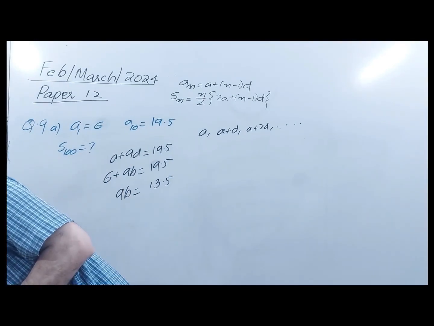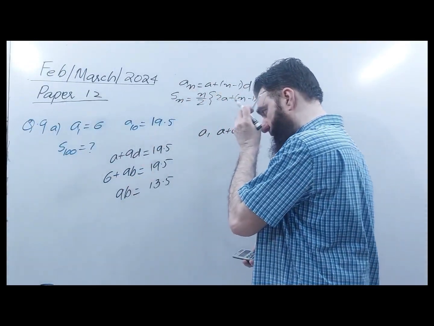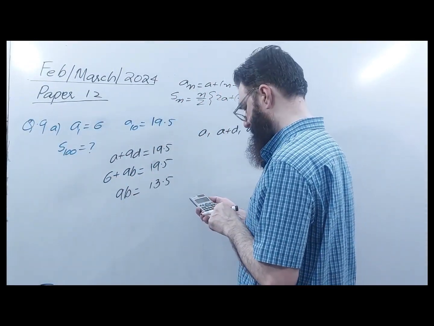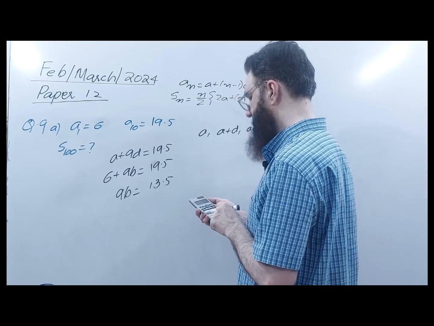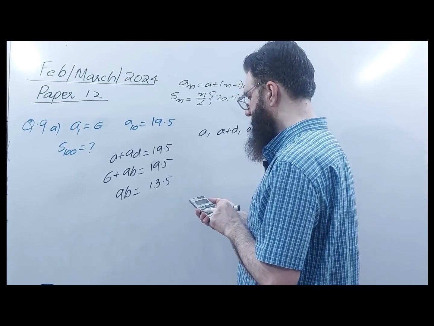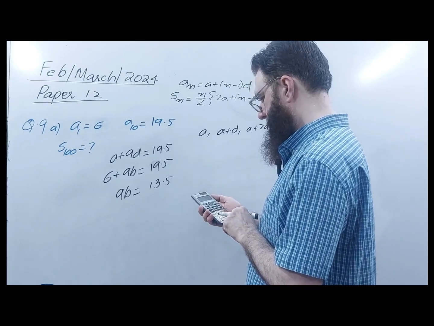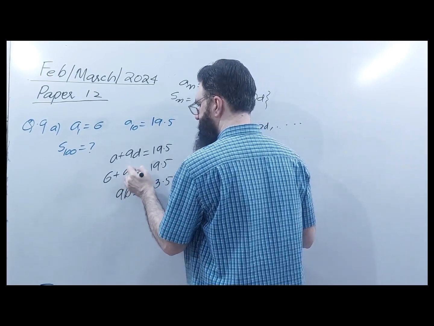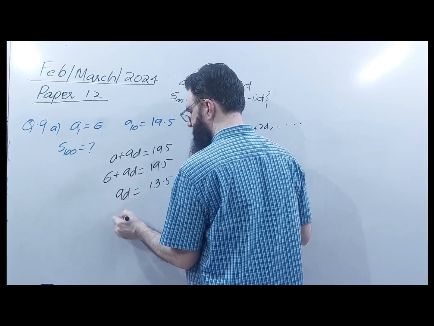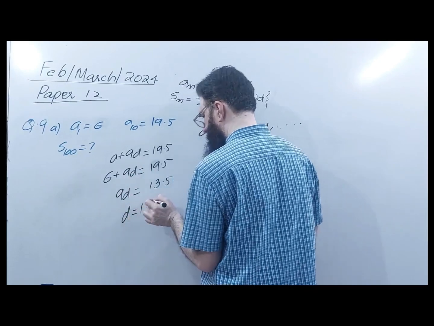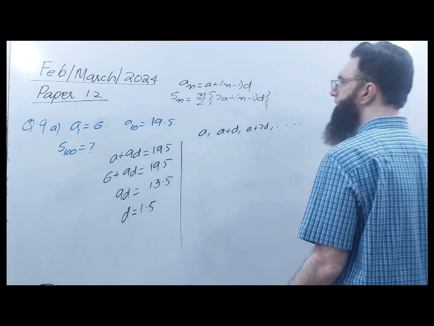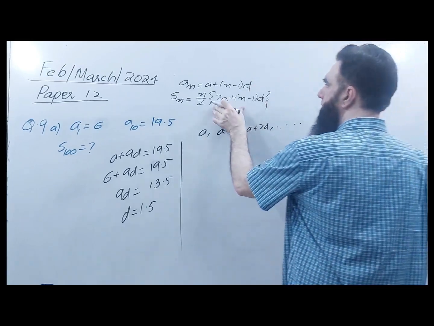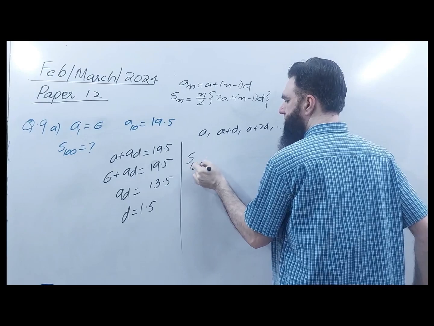And when you divide 13.5 by 9, what you get is 1.5. So d is 1.5. Now once you have d, you have everything in this formula, and you're looking for the sum of the first 100 terms.